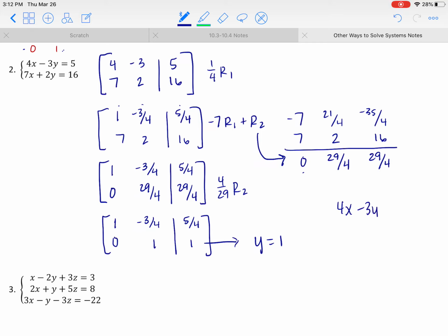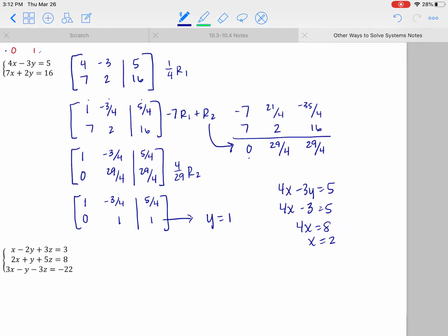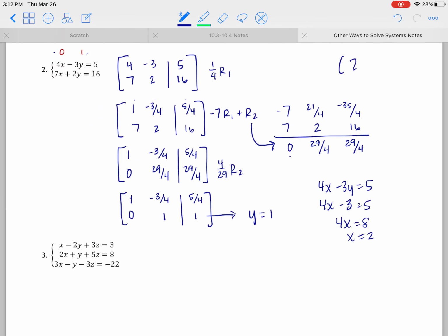And now, it doesn't matter what you plug into. I'm just going to use my first equation. The first one says 4x minus 3y has to equal 5. So 4x minus 3 times 1, which is 3, has to equal 5. That means 4x has to equal 8, and x has to equal 2. So I have a solution of 2 and 1 on this matrix. Okay?